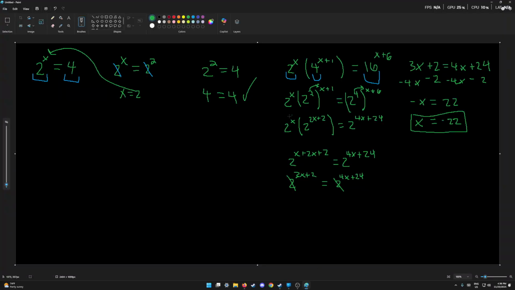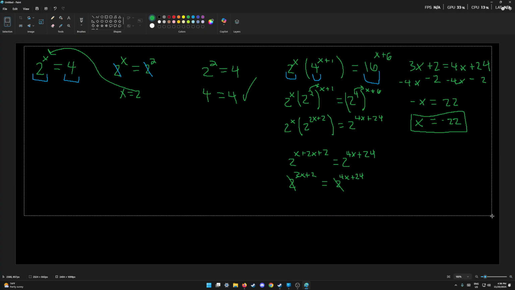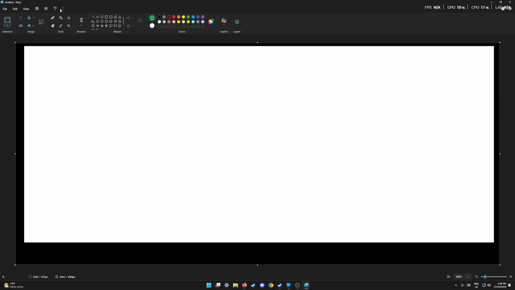Nice. So that's how you do equations with exponents. So now what I'm going to do is go over really quickly what horizontal and vertical asymptotes are. I'll fix them to make all this white and then black again.